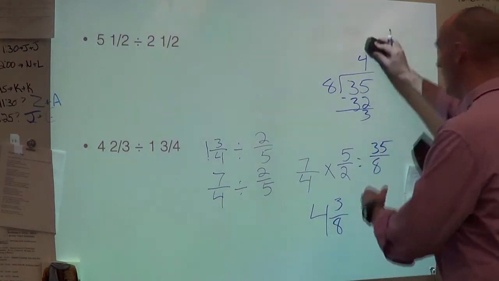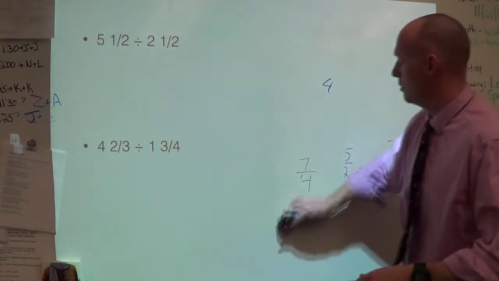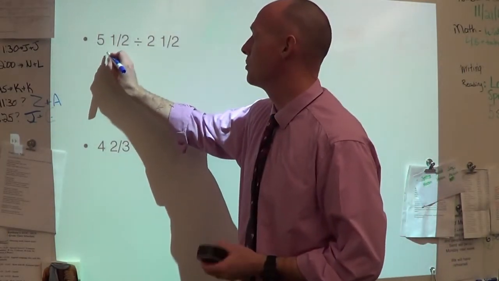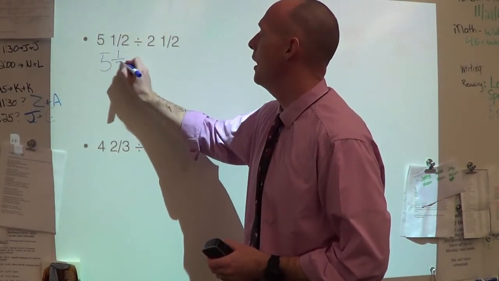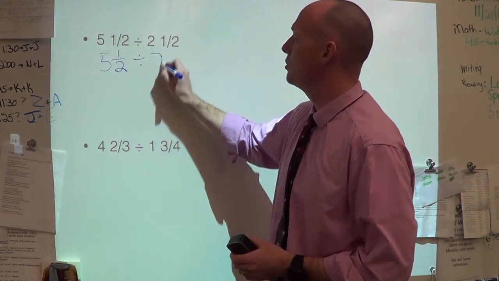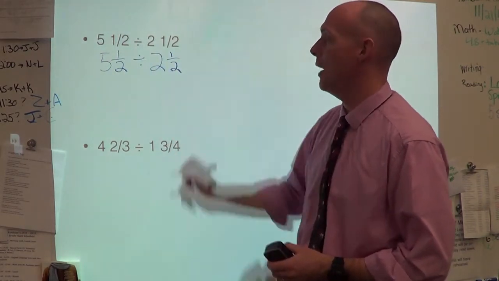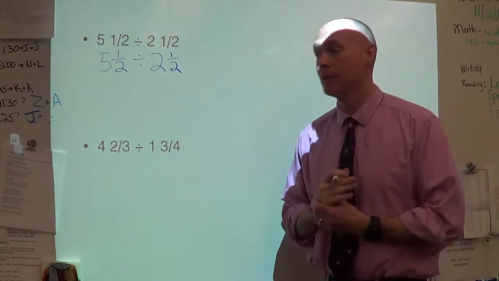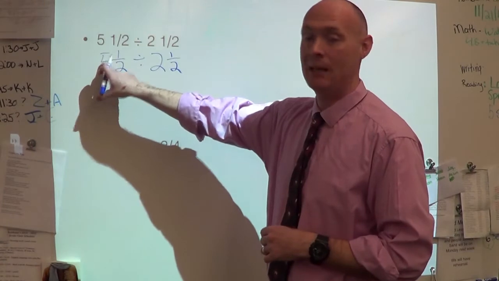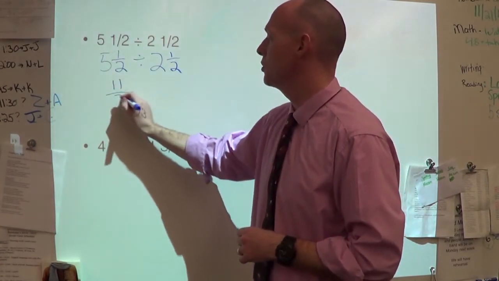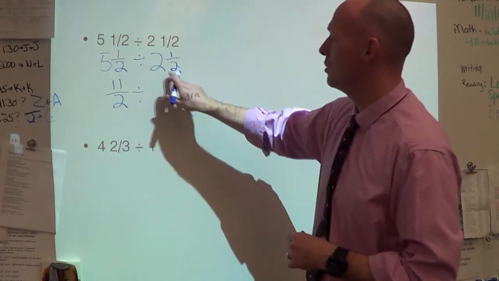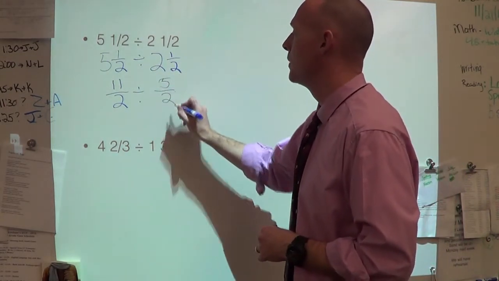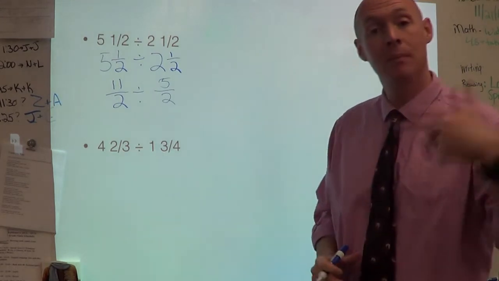Okay, so here I have 5 1/2. I'll just rewrite it. 5 1/2 divided by 2 1/2. Okay. Step 1. Change my mixed numbers to improper fractions. 5 times 2 is 10, plus 1 is 11, over 2, divided by 2 times 2 is 4, plus 1 is 5, over 2. Now, next step, keep it, switch it, flip it.